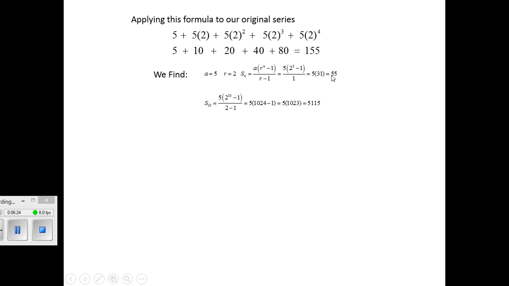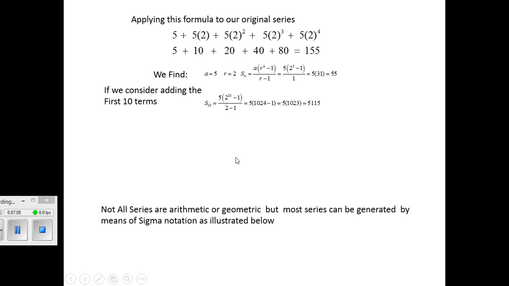So it's 5 times 31, which is 155. It seems like that's a typo; there should be 155. So what if I said, well, let's sum the first 10 terms of that series? In other words, we want to sum up the first 10 terms without having to generate all the 9 preceding it. Again, just using the form that we saw up here, a times the quantity r to the power n less 1, over r minus 1. We get our sum is 5,115. Okay, so that's a real good formula to have right here for the summation of n terms of a geometric series.